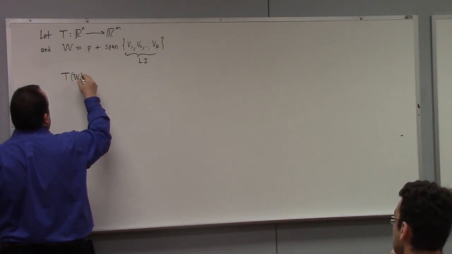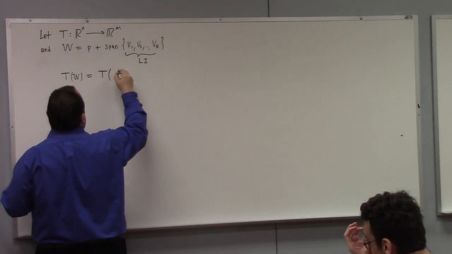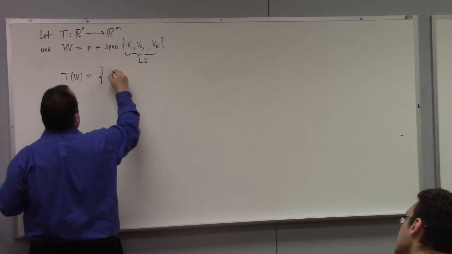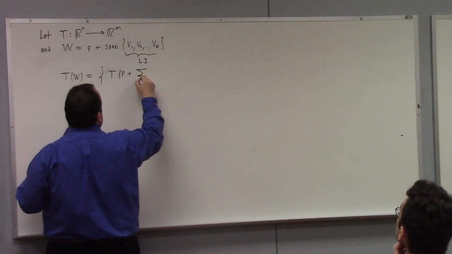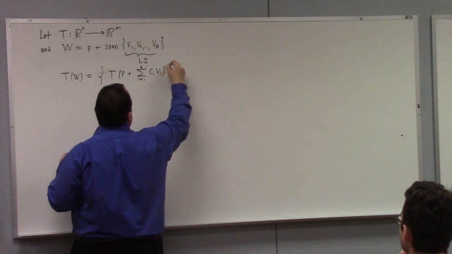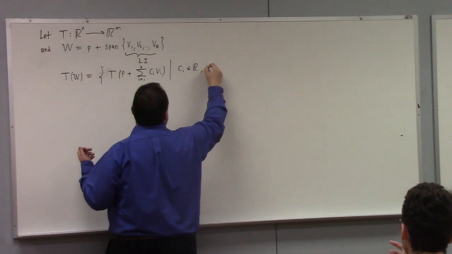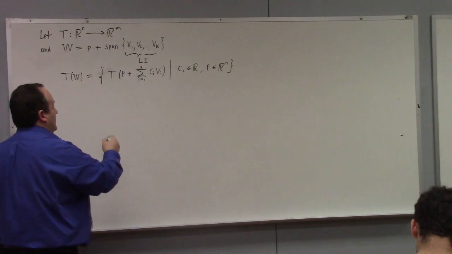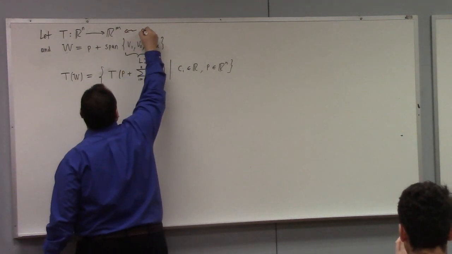T of W, the image of W under T, would be something like T of what? Well, a typical element of it would be like what? T of P plus the sum, right? I equals 1 to K of Ci Vi. Again here, Ci are real numbers, and P is in Rn. All right. So let's do the math. Linear transformation. So I'm assuming this is a linear transformation.